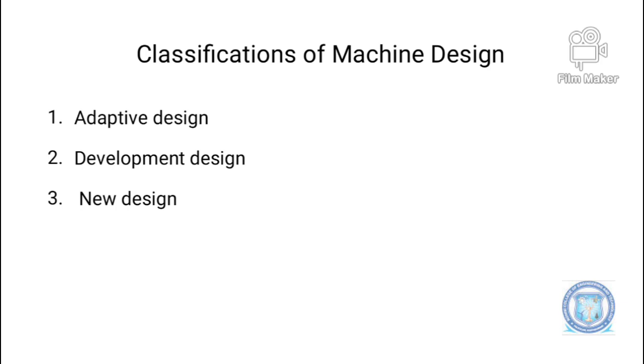Classification of machine design. First one is adaptive design, second one is development design, third one is new design. In adaptive design, the designer only makes minor alteration or modification in the existing design of the product. So, no special knowledge or skill is needed.